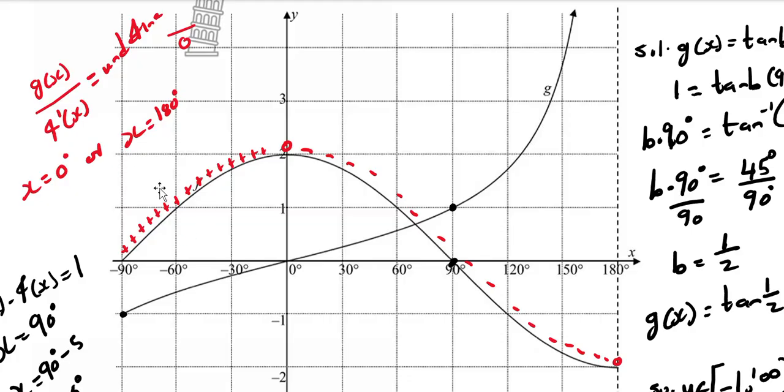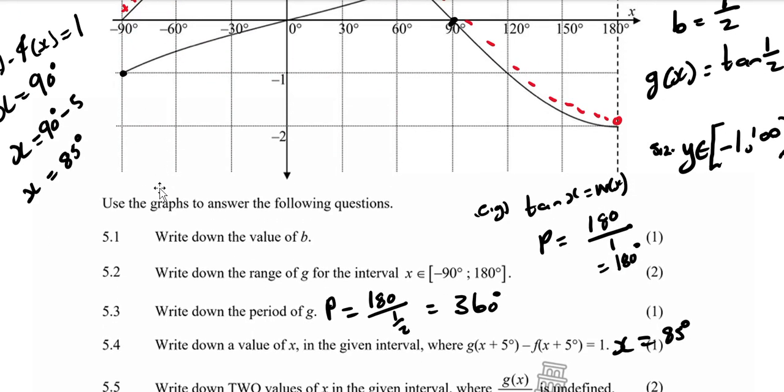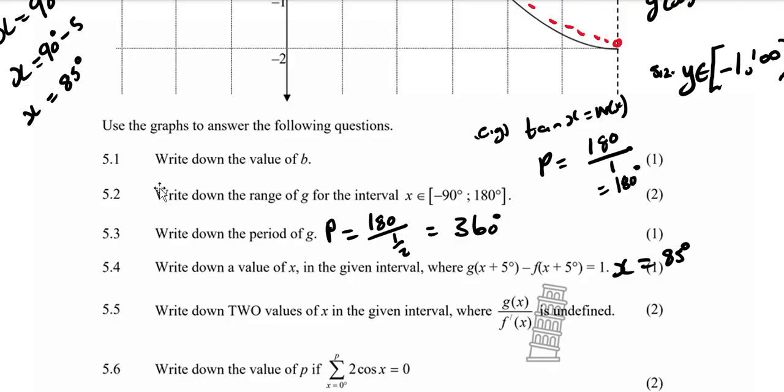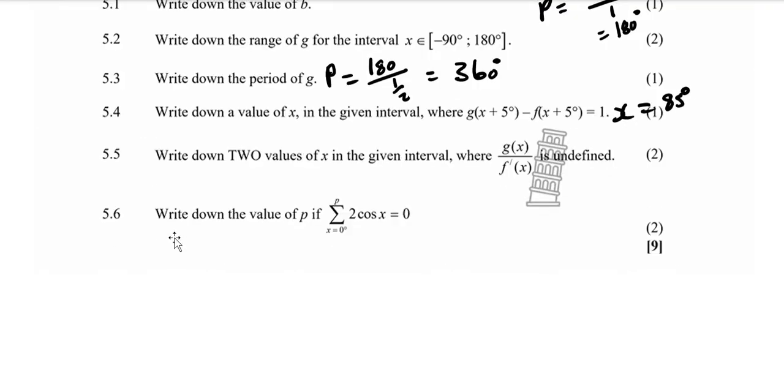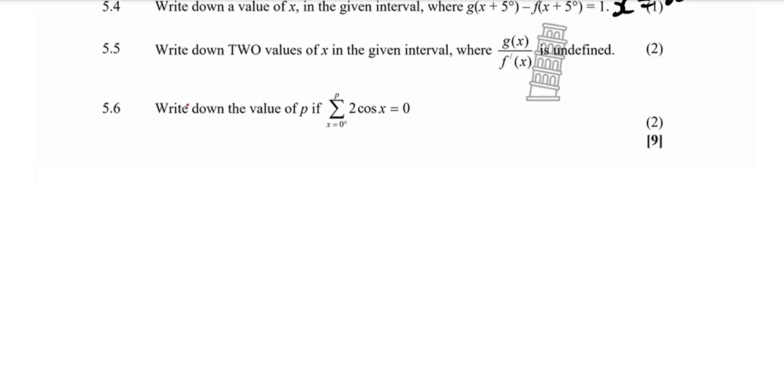So you are done. Let's now answer the last one, 5.6. Write down the value of p if the sum of 2 cos x, which is our f of x, gives us 0. Do you get me?